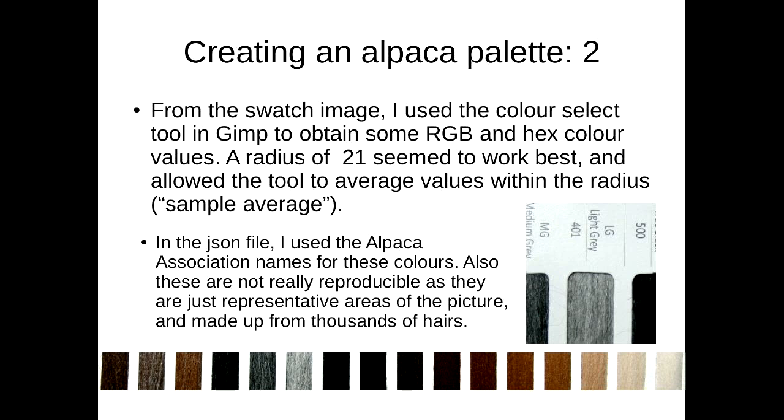From the swatch, what I did was select the colour tool. There's a colour select tool, and you can set a radius of 21. It seems to work for what we're doing, and averages the colours. So you can see there's a grey there.